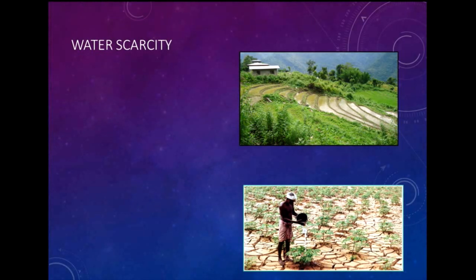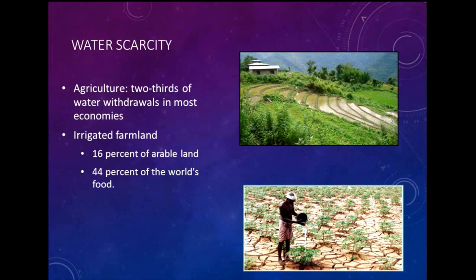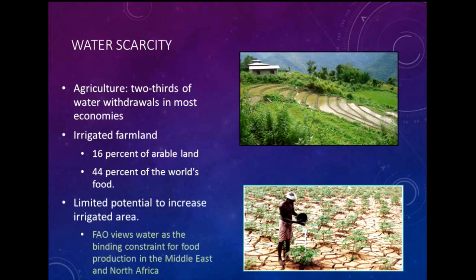Now we can also talk about water scarcity globally. And as you probably know, agriculture is a big, big user of water, and about two-thirds of water withdrawals in most economies go to agriculture. And with good reason, because that tends to be very, very productive land. So 16% of arable land in the world is irrigated farmland, but it produces 44% of the world's food. So it really matters. If you can direct water to a particular place at a particular time in terms of a field, you really get results. And it's no accident that we use irrigation as often as we can.